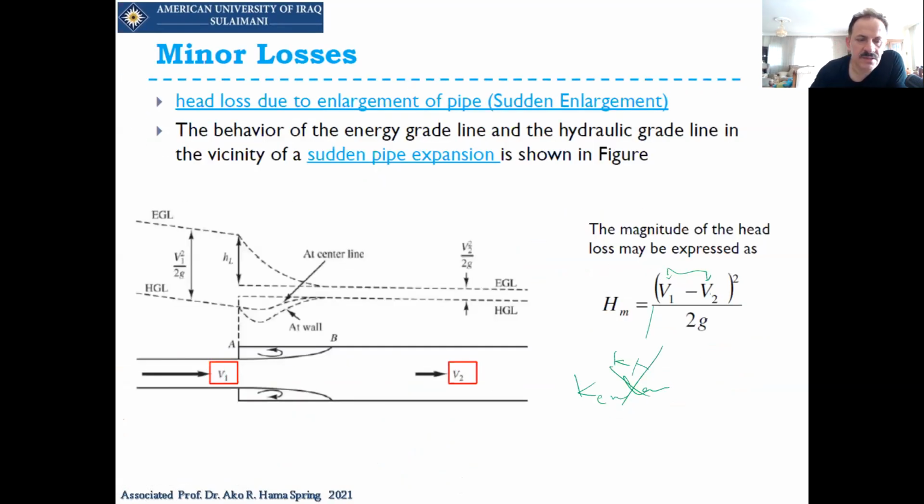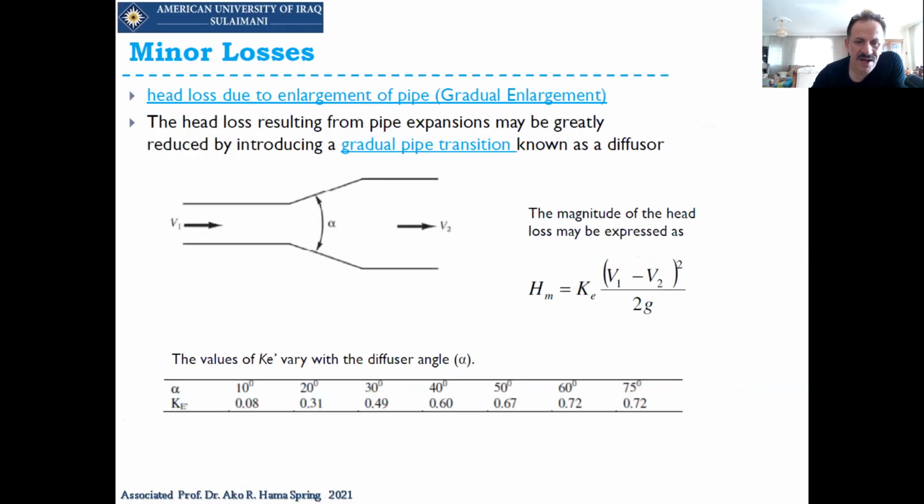Also, this is called sudden enlargement. Suddenly, the diameter changes from a smaller value to a higher value. While we have gradual enlargement, which means it gradually enlarges. Also, it will depend on the V1 and V2 ratio.